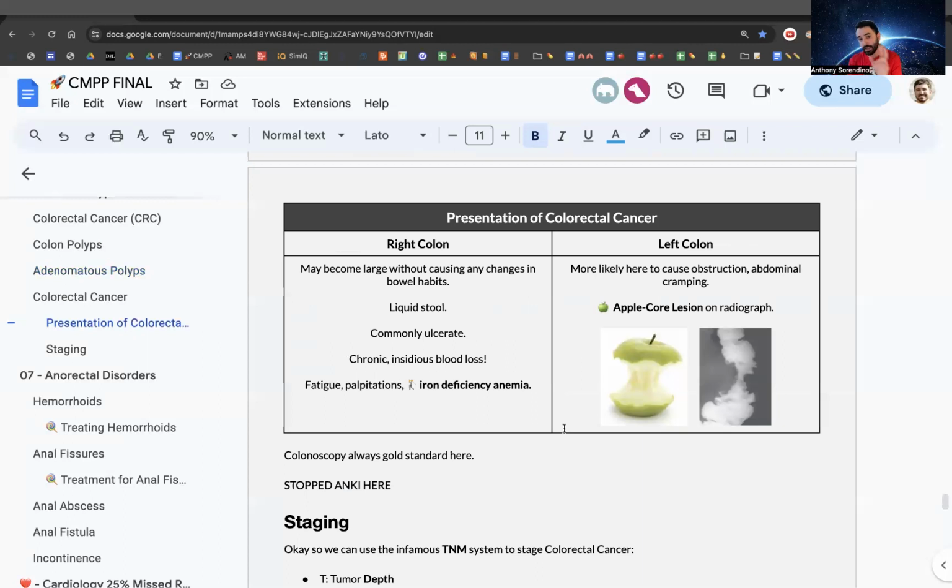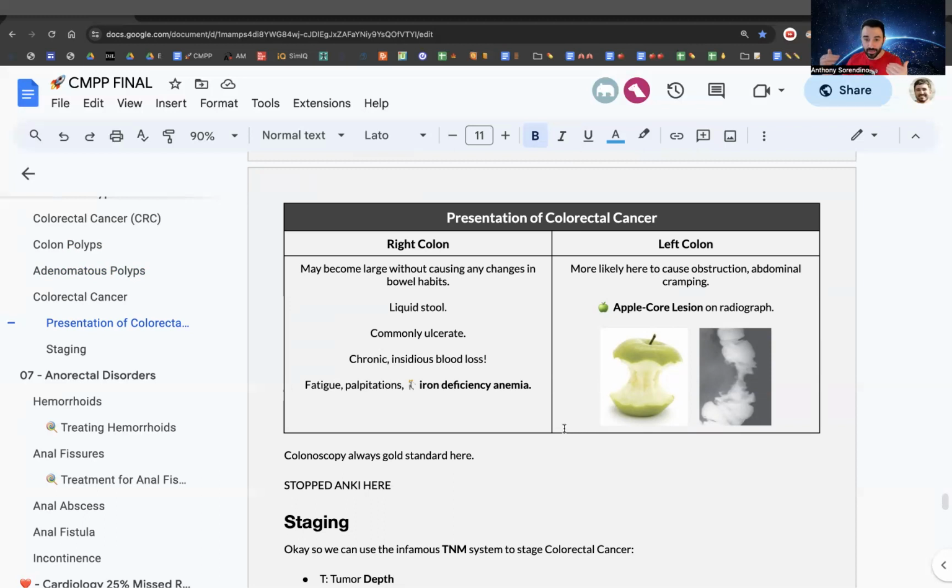Okay. Colorectal cancer, right versus left. So I made this chart anatomically correct. So right is going to be on the left here. So you're going to see liquid stool. You're going to see ulcers, chronic insidious blood loss on the right side. And you're going to get fatigue, palpitations, and iron deficiency anemia. That's a big one. So right side, iron deficiency anemia. When you go mini golfing, because remember, iron deficiency is microcytic, you're right-handed and you're going to swing that golf club. So iron, right-handed, right colon.